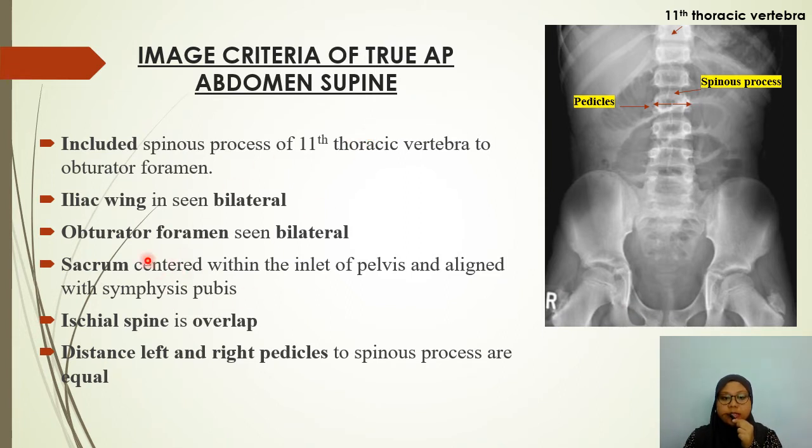Why is it true AP? Because the iliac wing is seen bilaterally and the obturator foramen is seen bilaterally. This is the obturator foramen. The sacrum is centered within the inlet of the pelvis and aligned with the symphysis pubis. The ischial spines do not overlap. Then the distance between the left and right pedicles to the spinous process is equal. It is the same distance. So that is the image criteria of a true AP abdomen supine.